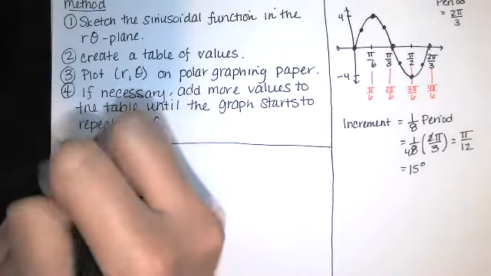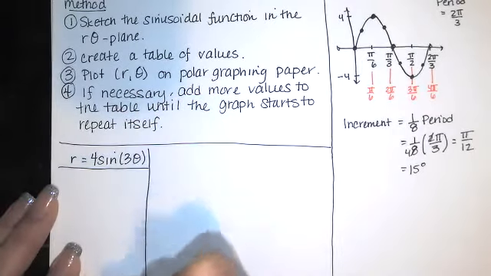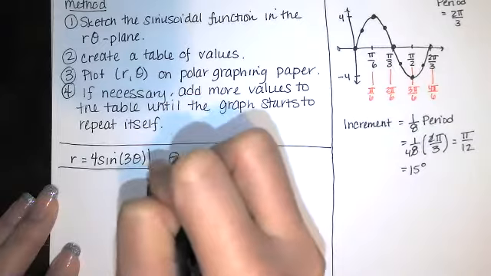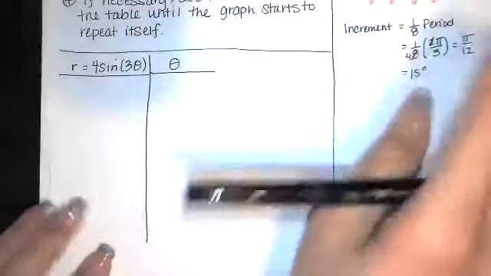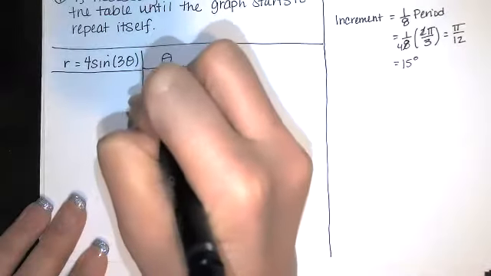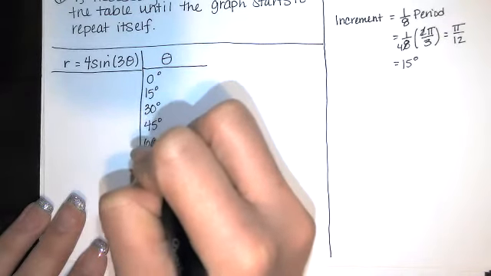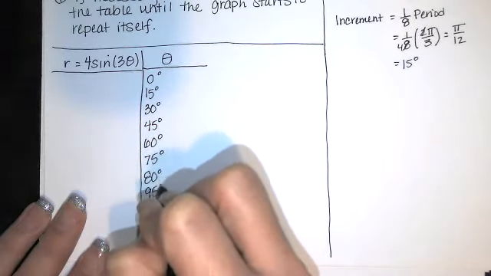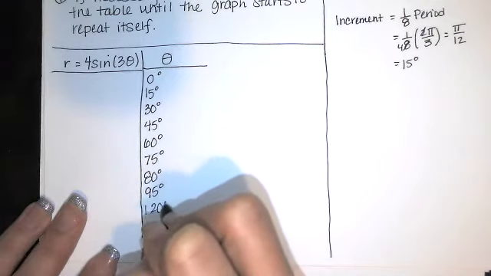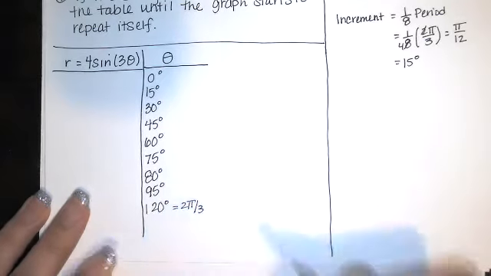So R is going to be equal to 4 sine of 3 theta. And we want the theta values in our chart to start at 0 and increase by 15 degrees every time. So I'm going to leave theta in degrees temporarily, and then we'll convert to radians. So I just keep adding 15 degrees. And 120 degrees is that full period, 2 pi over 3.